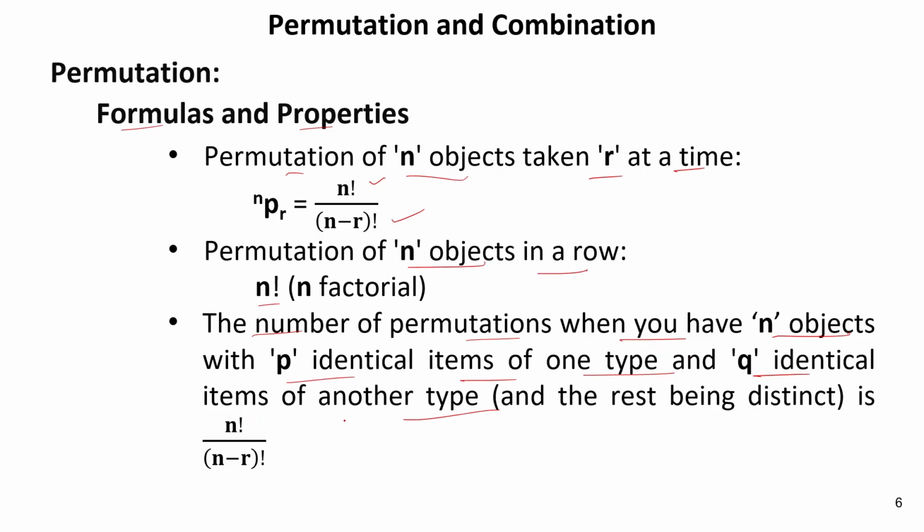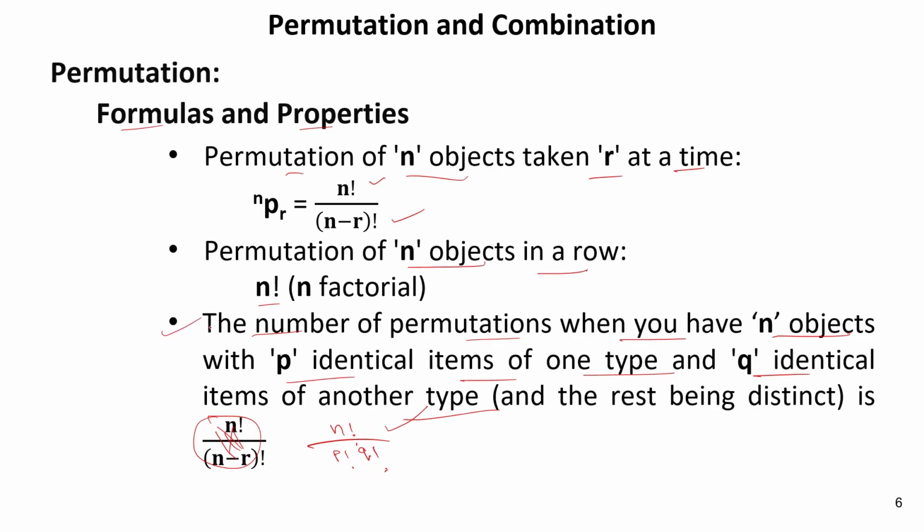So the number of permutations when you have n objects, where p identical items are of one type and q identical items are of another type, will be n factorial by p factorial into q factorial. Okay, p identical items of one type and q identical of another type, this will be the formula.